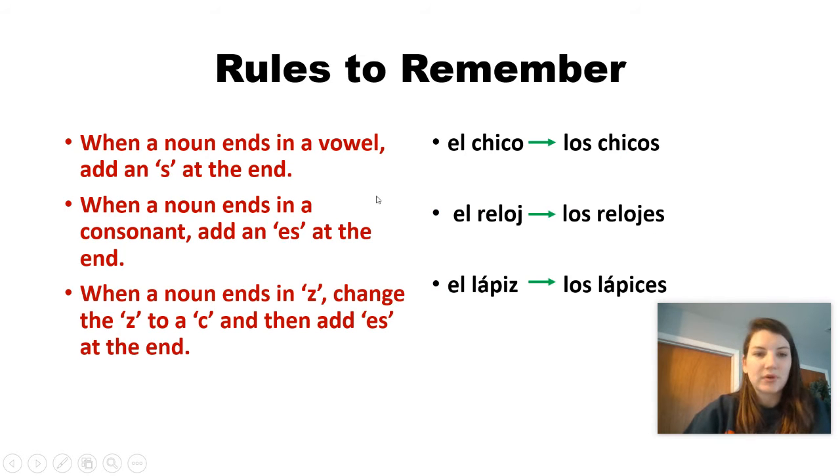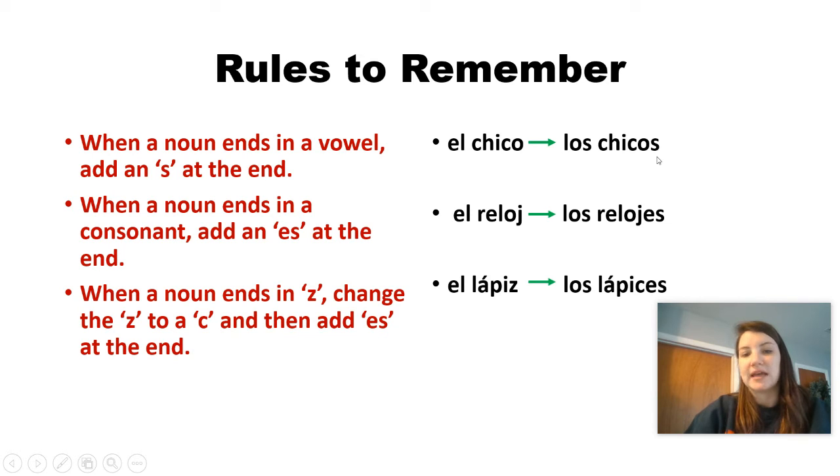There's rules to remember when making nouns plural. When a noun ends in a vowel, you simply add an S to the end. When a noun ends in a consonant, you add an ES to the end. When a noun ends in a Z, you change the Z to a C and then add ES at the end. For example, El Chico ends in an O, so it would be Los Chicos.